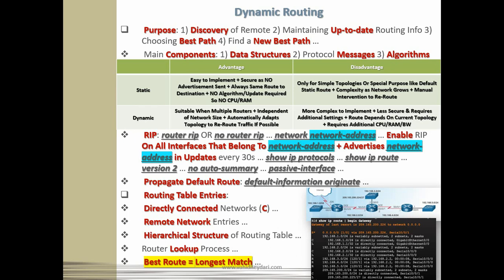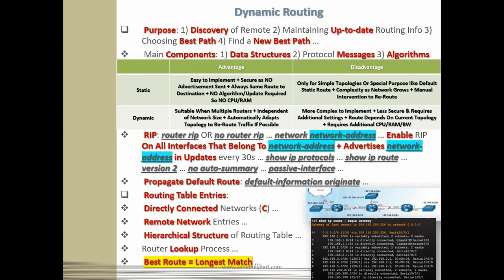We have two classes of dynamic routing protocols. We have interior gateway protocols, first class, and the second class we have exterior gateway protocols. So IGPs and EGPs. EGPs, they operate between ISPs, so between internet service providers.